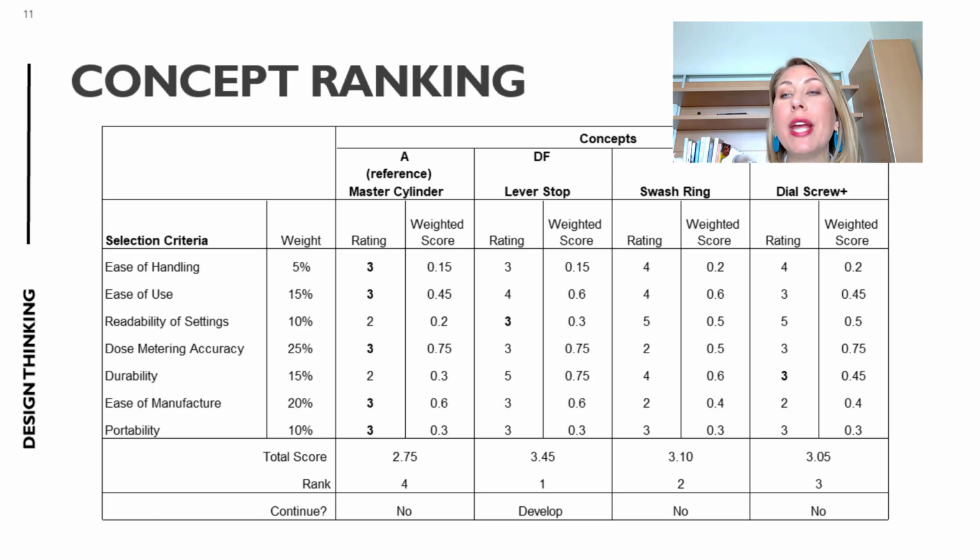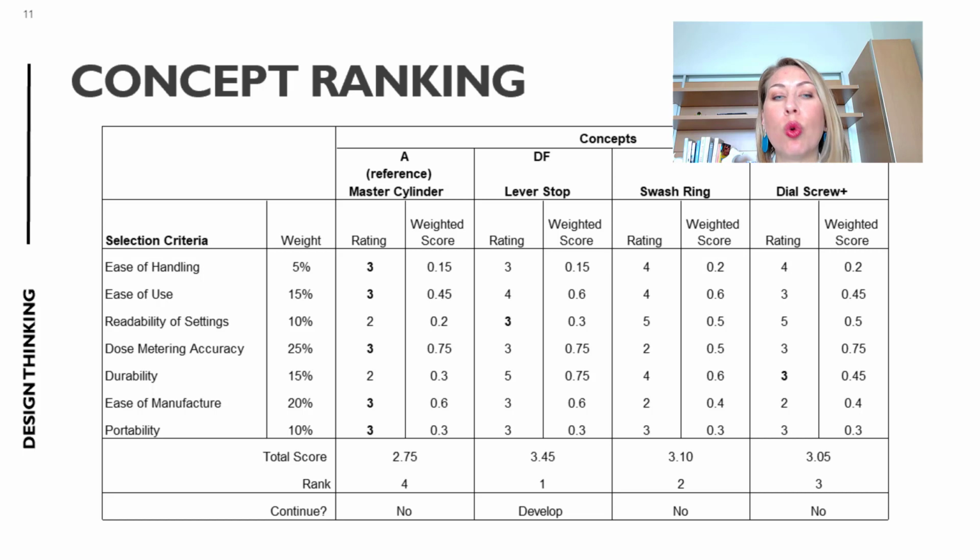But now you're going to weight each of the selection criteria according to its relative importance. So for example, dose metering accuracy is super important when you're developing a syringe. So we've weighted it here at 25%. Ease of manufacture, which also considers the cost of manufacturing in this case, is also very important, and so it was weighted at 20%. And then everything else is weighted somewhere less.